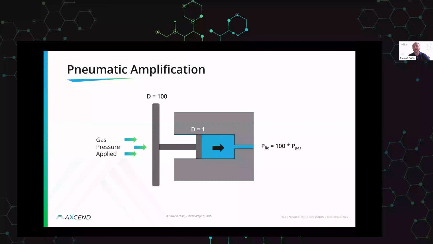So in this case, I set it up that we have a 100-to-1 ratio. The area we're applying gas to has a cross-sectional area 100 times larger than the area that is experiencing the liquid. What that does is it takes whatever gas pressure we apply to that cross-section and applies the ratio of those two areas to the liquid. So in this case, because it's 100-to-1, if we were to apply 5 bar of pressure to the outside area, 500 bar of pressure would be generated inside of the system.